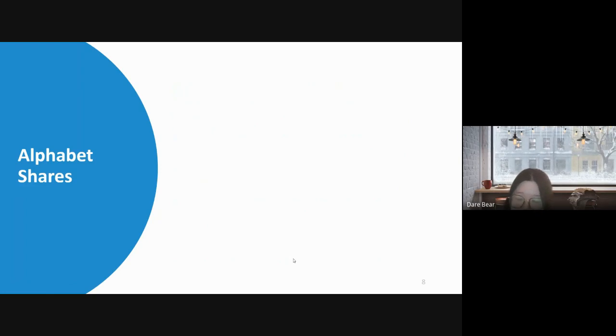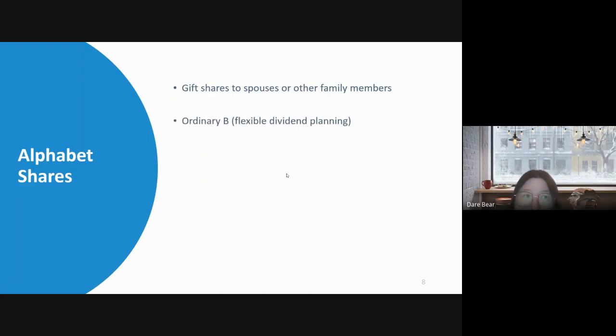Another tip you can use for involving your family members in the business is alphabet shares. If you want to withdraw more money from your company by involving other family members, for example your partner or your children, you can give shares to them. And I would like to say it is better for you to use alphabet shares.